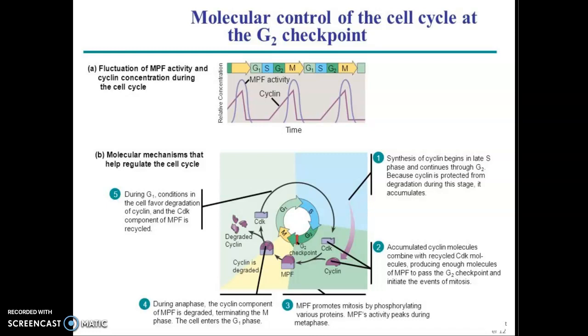So you can see here during G1, conditions in the cell favor degradation of the cyclin, and the CDK component of the MPF is recycled. So all we're doing here is recycling and building back up. From G1 all the way back to that checkpoint 2, we're building everything back up. That's how we get these peaks and valleys, as we see up here, the whole idea of the MPF activity building up. We break it down, then it starts another cyclin to build up. The MPF activity peaks, and as it drops, it then shuts it down. Now, why is this important?